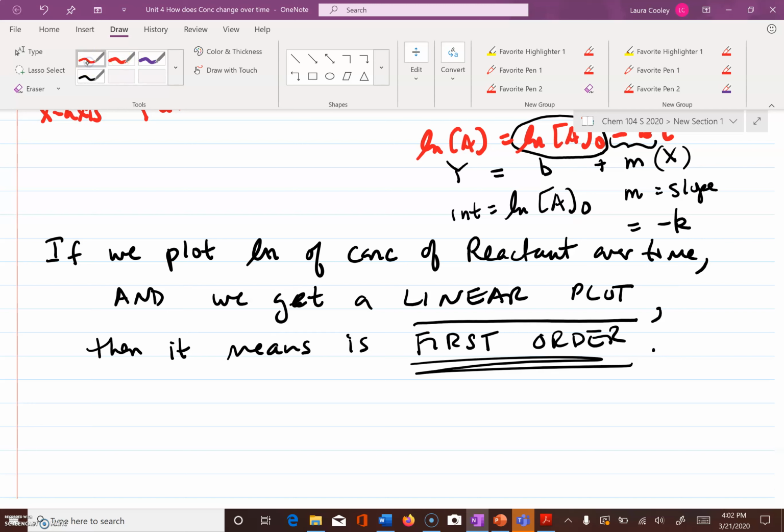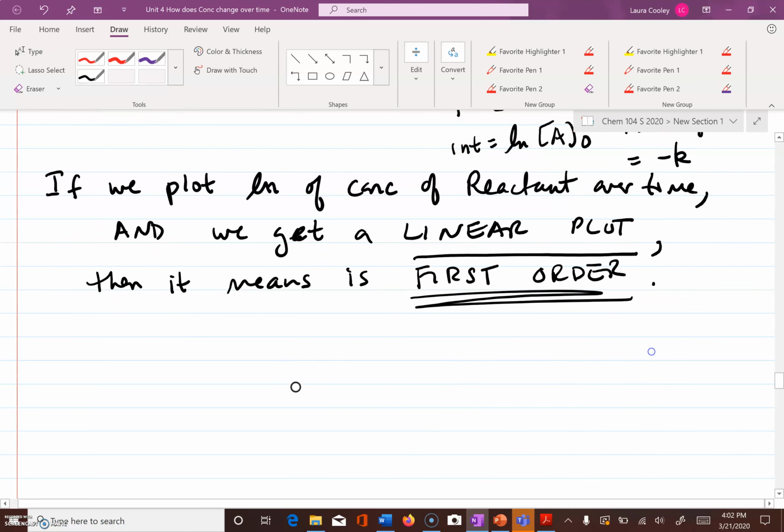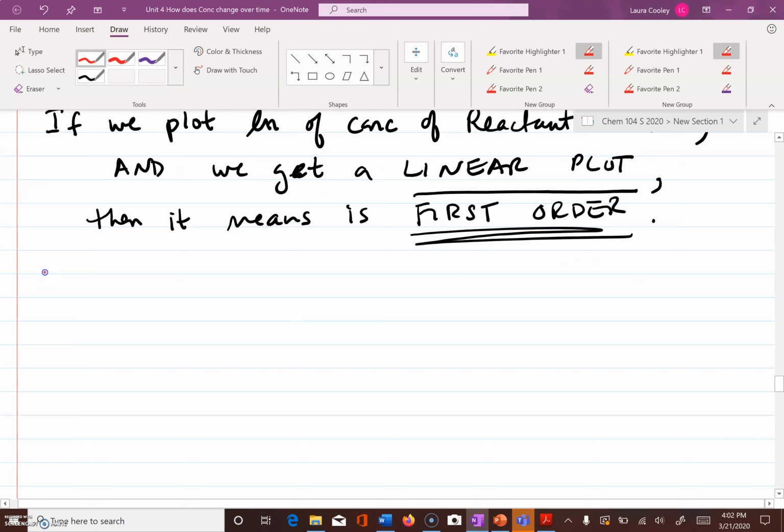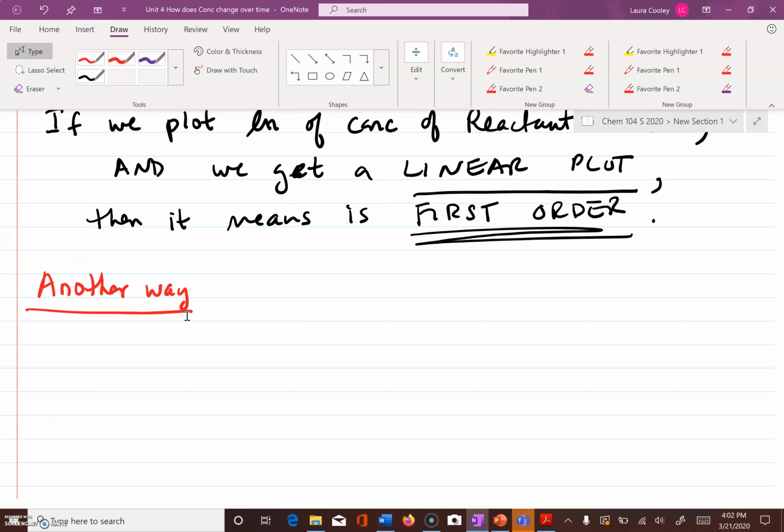Now, this is not the only method that we know to figure out if a reaction is first order. What else could we do? How could you figure out if a reaction is first order? There's another way that we learned. We learned that if you double the concentration and the reaction is first order, that will double the rate. If you double the concentration of a reactant and the rate quadruples, then the reaction is second order. So one way to determine if a reaction is first order is to double the concentration of that reactant, leaving everything else constant, and see what happens to the rate. And if it doubles, then the reaction is first order.